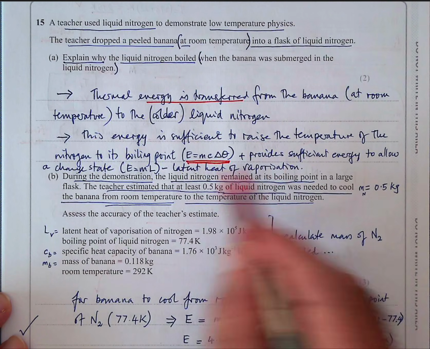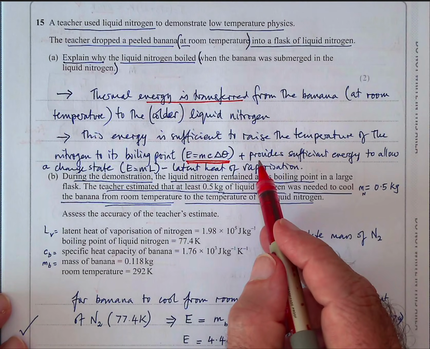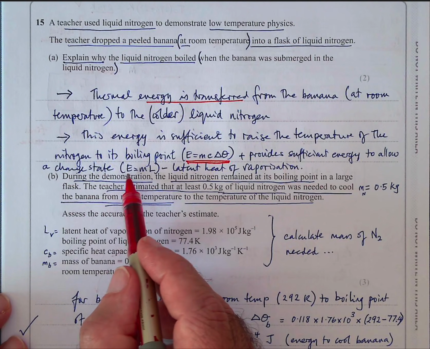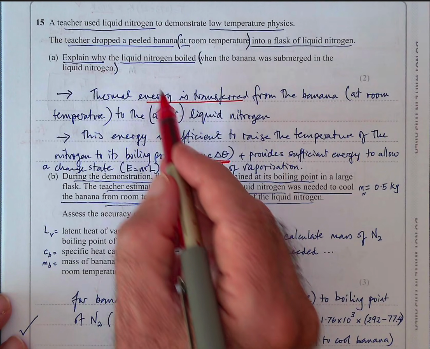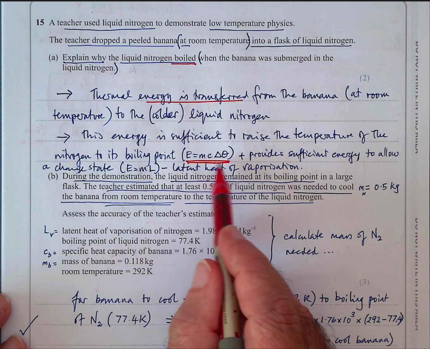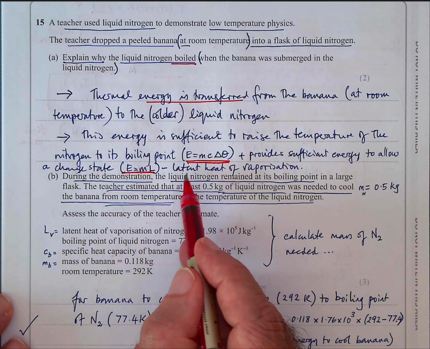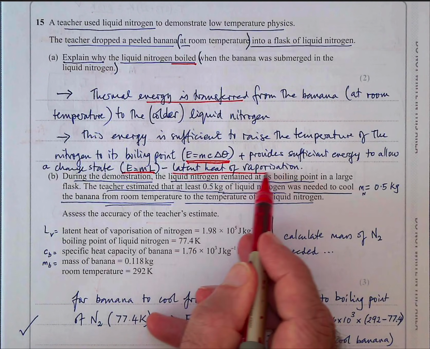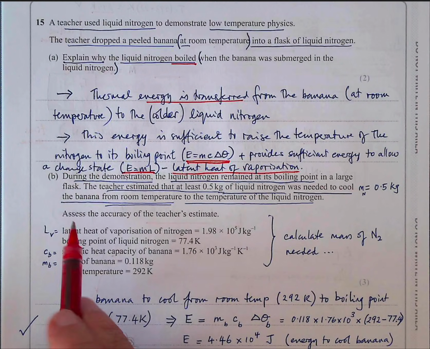You will probably have to do that later on. It looks like they're giving us data later on to do something like that. And it must provide sufficient energy to allow a change of state, because it says it boiled. So boiled means it's changing state, so it raises the temperature first, and then it also has enough energy to provide the latent heat of vaporization required to break the bonds. Okay, so that's the first part. I hope that makes sense.